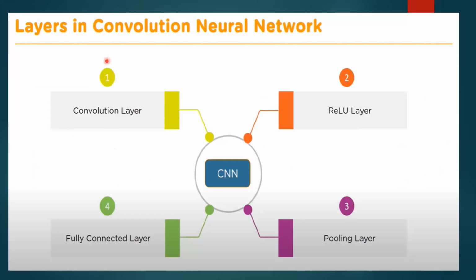Okay, so in a convolutional neural network, you have various layers. One is the convolution layer, one is the ReLU layer, one is the pooling layer, and the other one is the fully connected layer. Okay. So what is the use of all these layers, ma'am? Yes, it is very simple. All these layers are basically used in order to extract the features. Okay. So the use of all these layers is as simple as that.